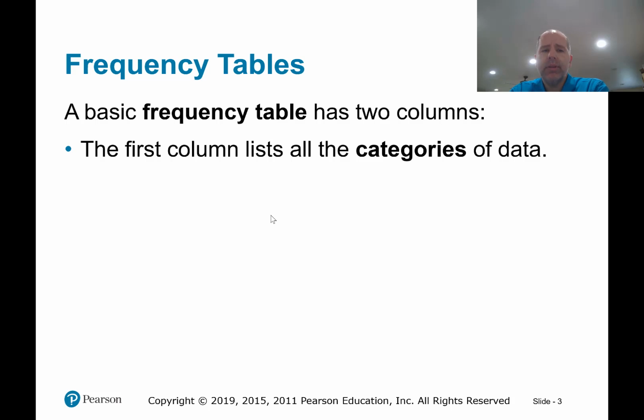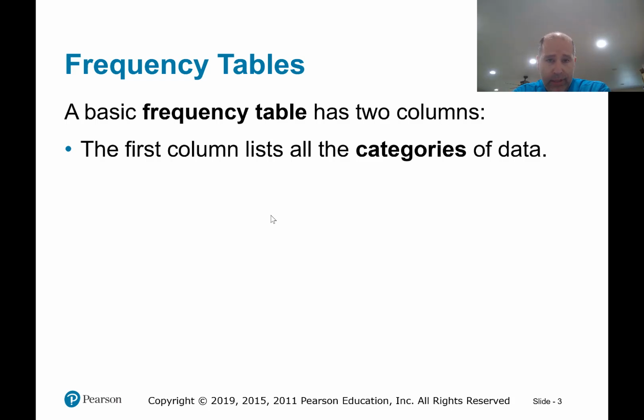Okay, so we're going to start with the idea of a frequency table, though, because all of our graphs will come from frequency tables or relative frequency tables. So a basic frequency table has two columns. The first column lists all the different categories of data, or all of the different values of the random variable x that may come up. Right?